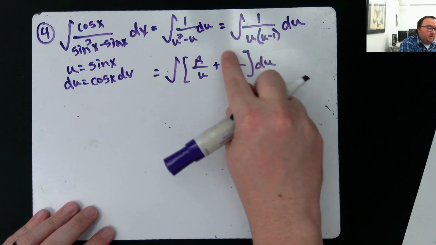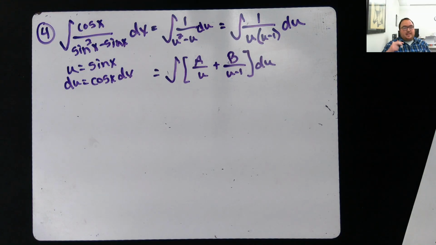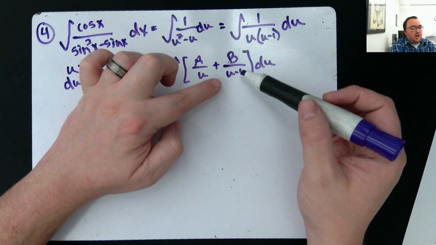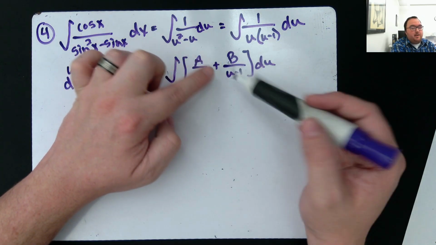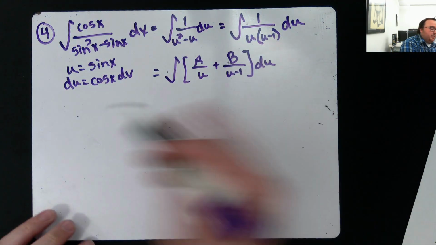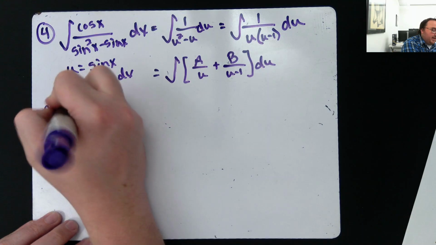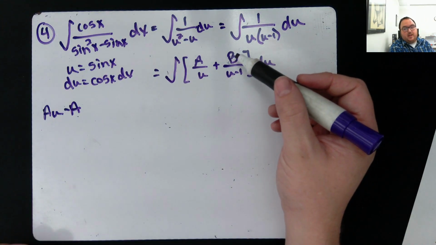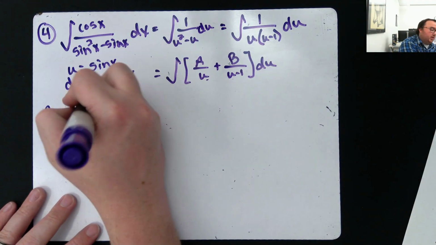Oh, that should not be another a, it should be something different like b. So now let's see what this might be. For these to match, I would need a u minus 1 over here. So I would do a times u minus 1. A times u is a u. A times a minus 1 is minus a. In order for this to match over here, I just need a u. So times by u gives me plus bu.